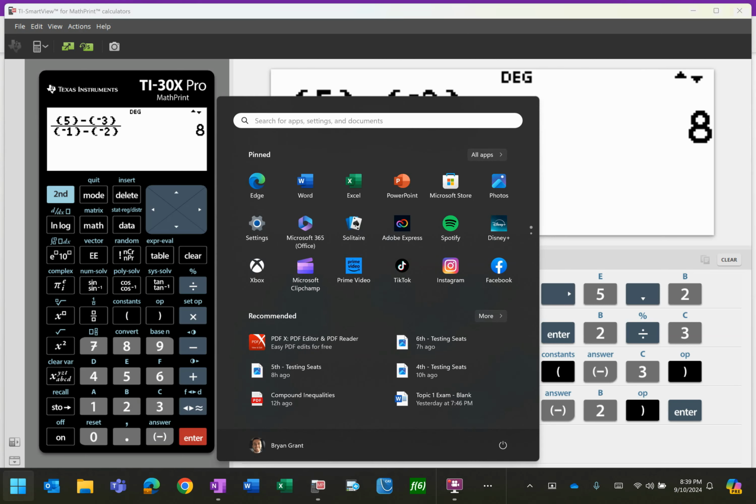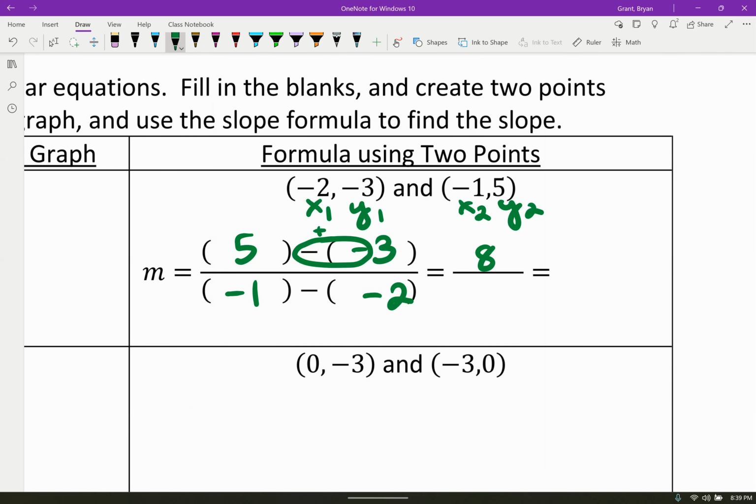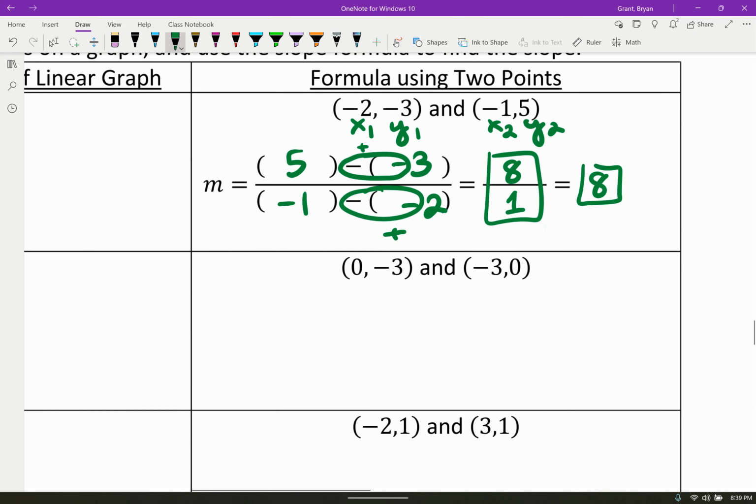But your math skills should be good enough that you don't need a calculator here. -1 plus 2 is the same as 2 minus 1, which is 1. So this is 8 over 1 is a fraction, which is fine for an answer, but anything over 1 is just itself. Let's look at our next one.